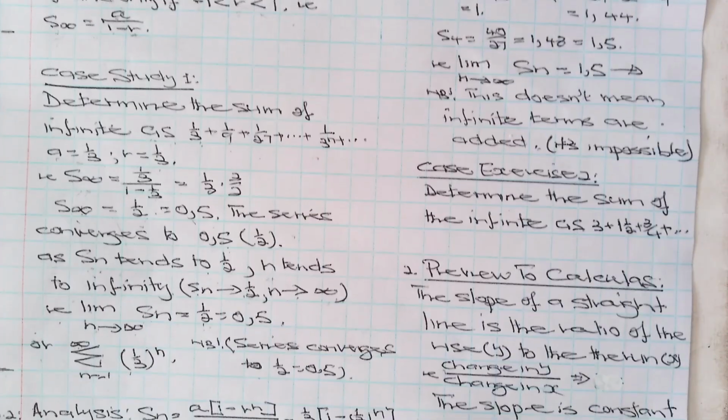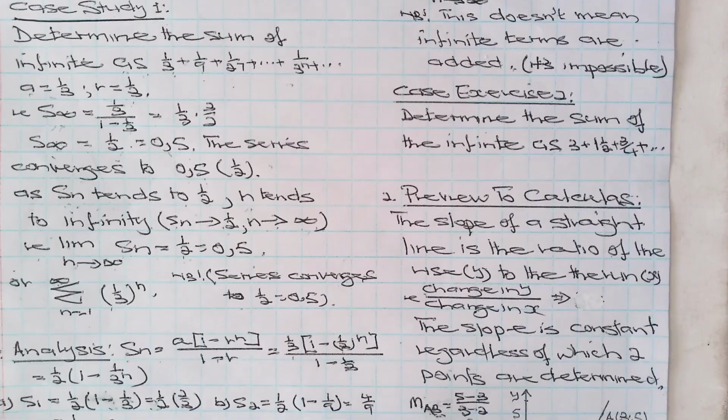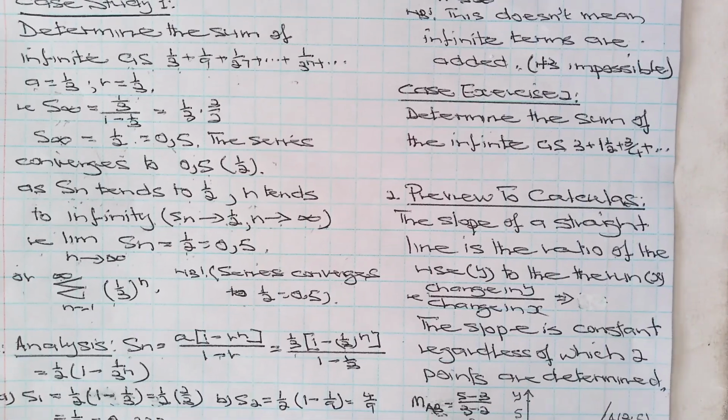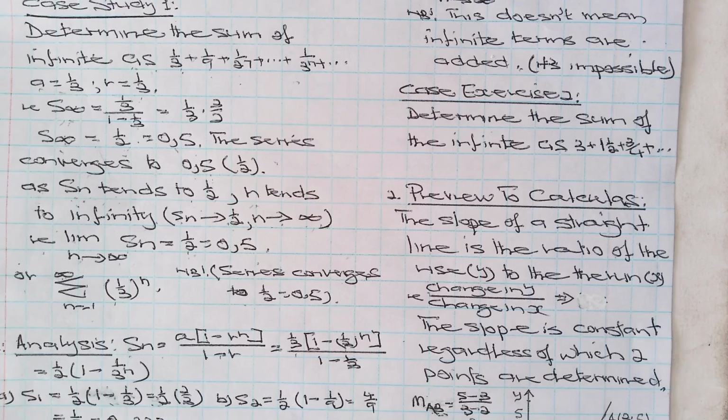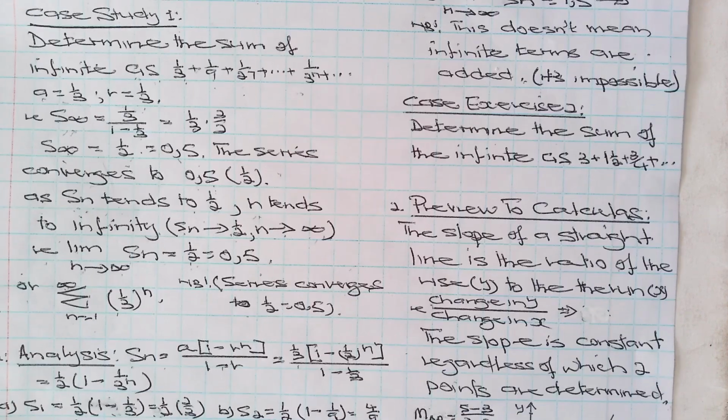Now let's come to calculus directly. A preview to calculus. Let us start with the slope of a straight line. The slope of a straight line is the ratio of the rise in y to the run in x. That is, change in y over change in x.